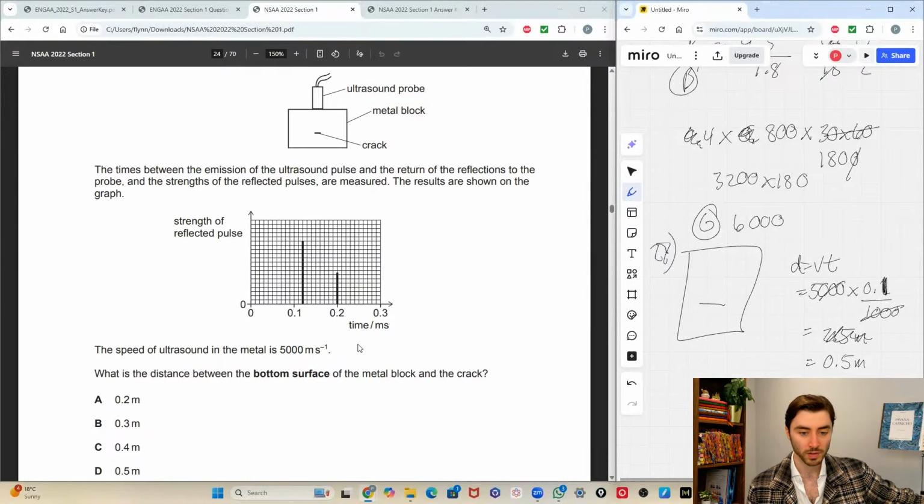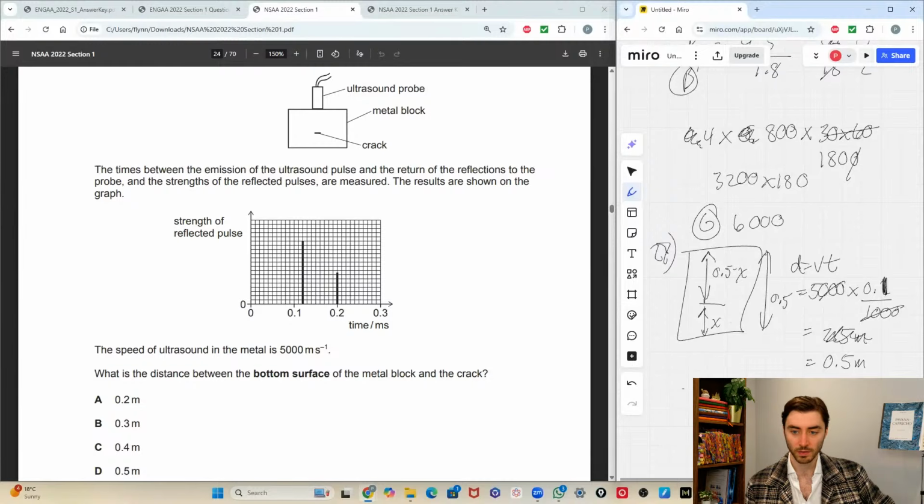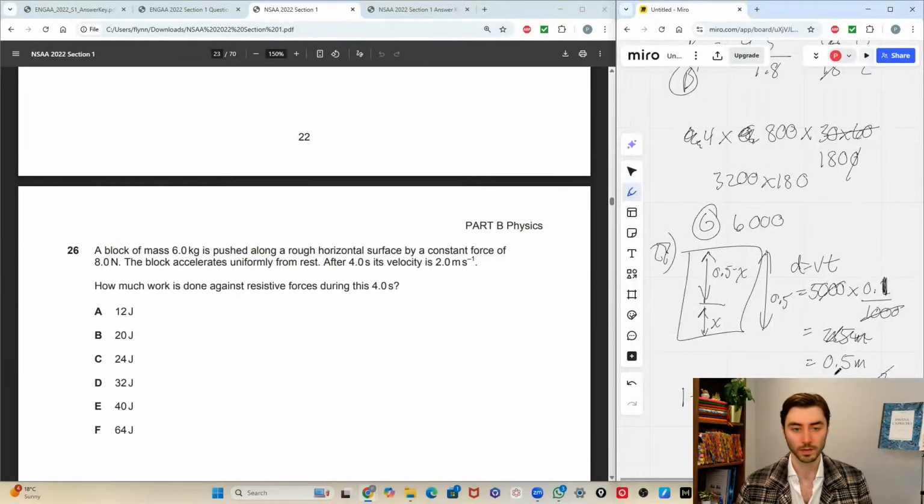So the distance between the bottom surface and the crack. If that is x, and the total is 0.5, then the other distance is 0.5 minus x. And twice that distance is 1 minus 2x, which is equal to 5,000 times 0.12 times 10 to the minus 3, where the thousands cross out, and that becomes 0.6. So 0.4 is 2x, and x is 0.2 meters, which is A. That took way too long.